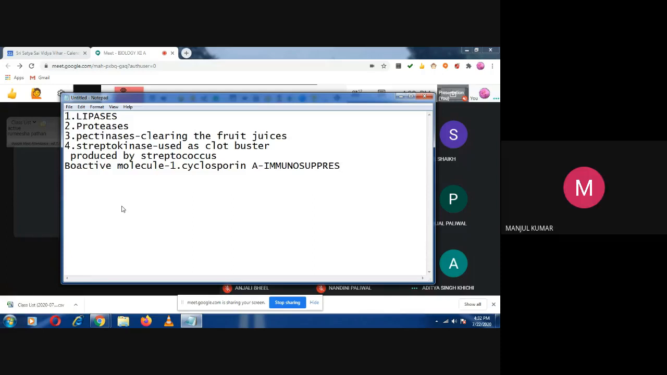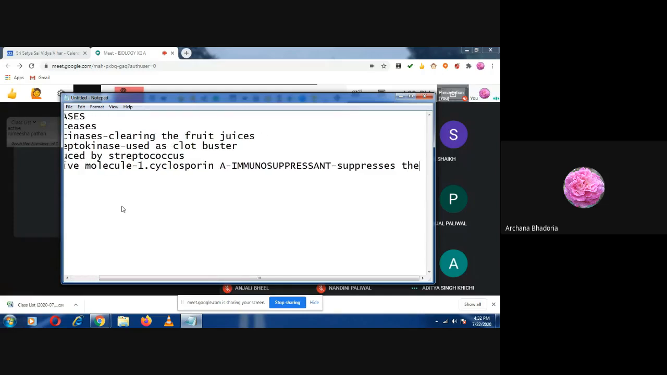Ma'am, this is given at the time of organ transplant. Again? Ma'am Manjul, your voice a little louder. Ma'am, cyclosporin is given during organ transplantation time. Correct. It acts as immunosuppressant. So it is given, means what? That it will suppress the immune system of the body.